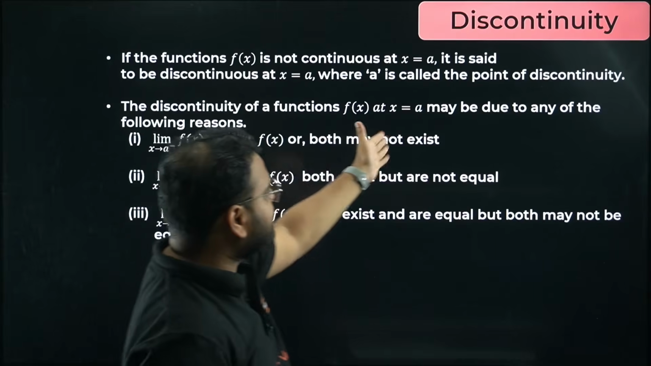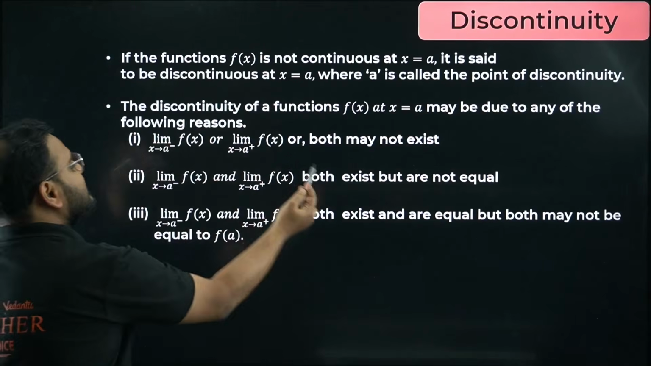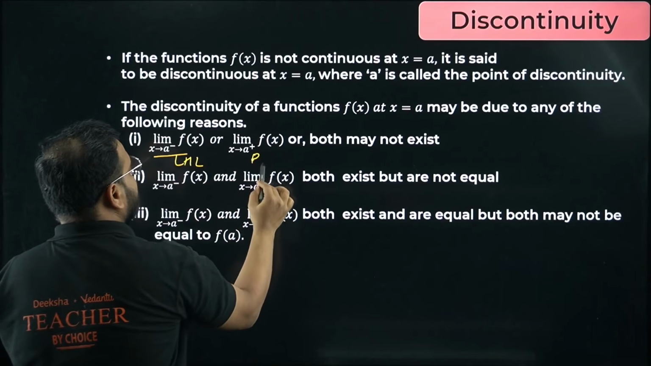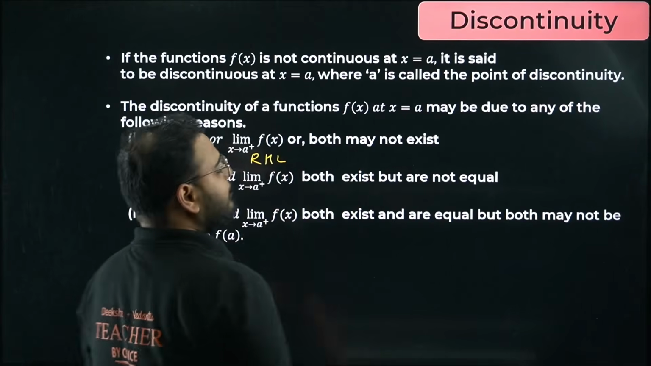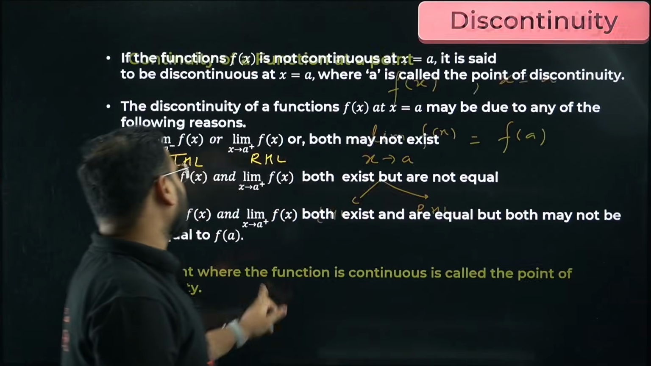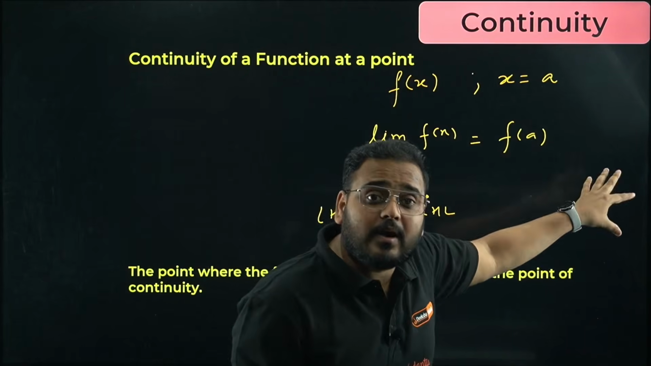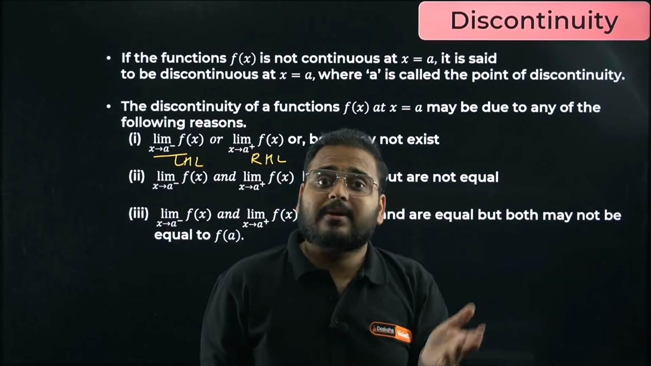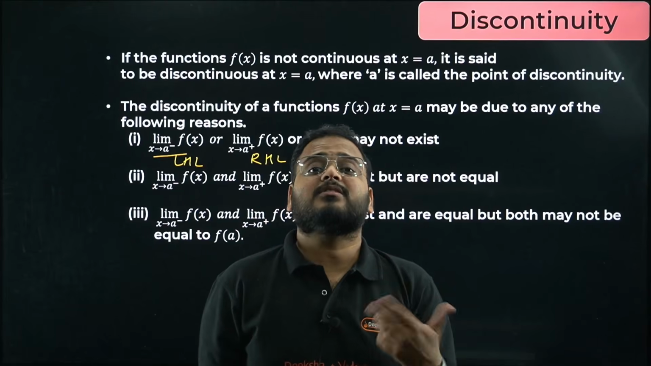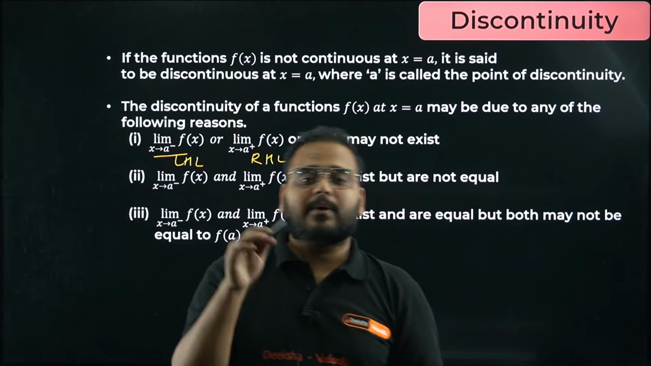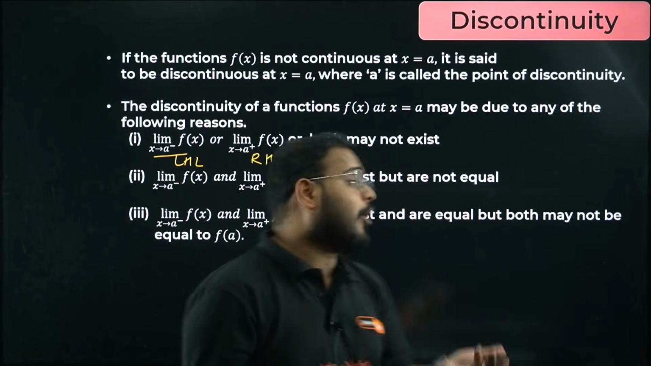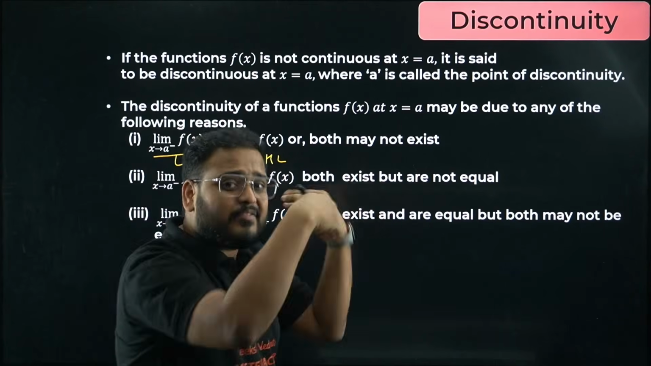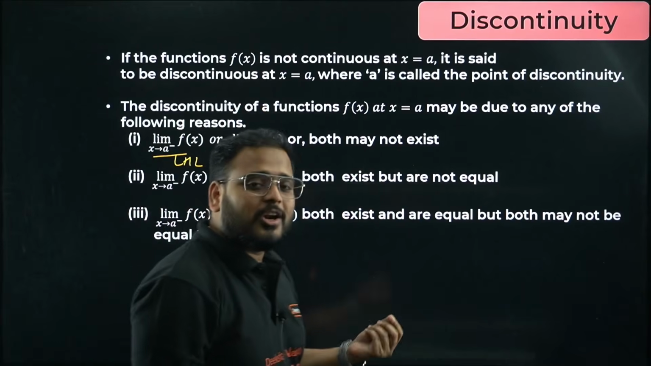The discontinuity of a function f(x) may be due to any of the following reasons. First, the limit is not defined: this is called LHL and this is our RHL, and either of them or both may not exist. As I said, for continuity the limit should exist and be equal to the function value at a. But there can be a case where the LHL does not exist. Will the limit exist then? No. There can also be a case where the RHL does not exist, meaning the function does not have a right hand limit at that given point. Then again the limit does not exist. Either LHL does not exist, or RHL does not exist, or both may not exist. In any of these cases, the function is not continuous, so it is simply discontinuous.